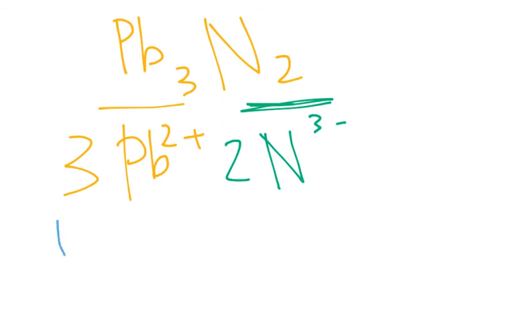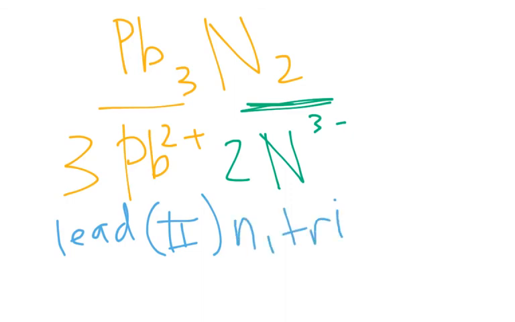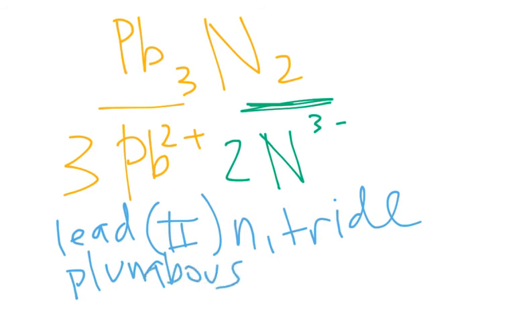So this would be called lead 2 nitride. And this is nitride because it's not a polyatomic ion, it's just an element with a charge. And remember, we just have to use the "ide" form of it whenever we're dealing with one element. So this is lead 2 nitride, or we could call it plumbous nitride if we want to use the traditional form, but we usually stick to this form. So let's look at another example.